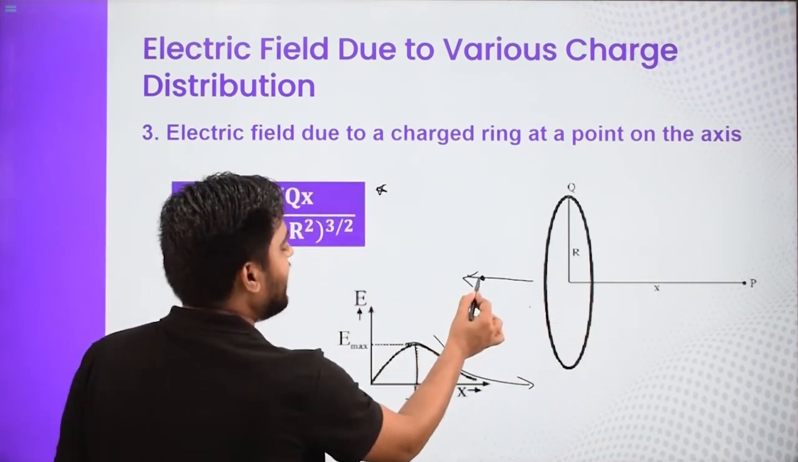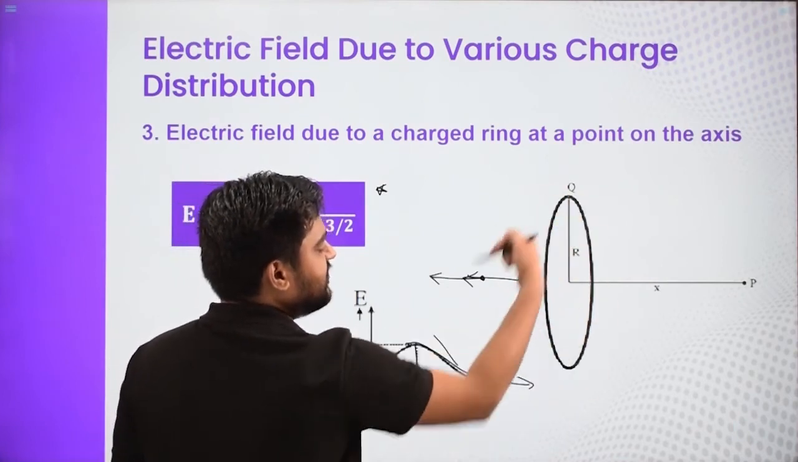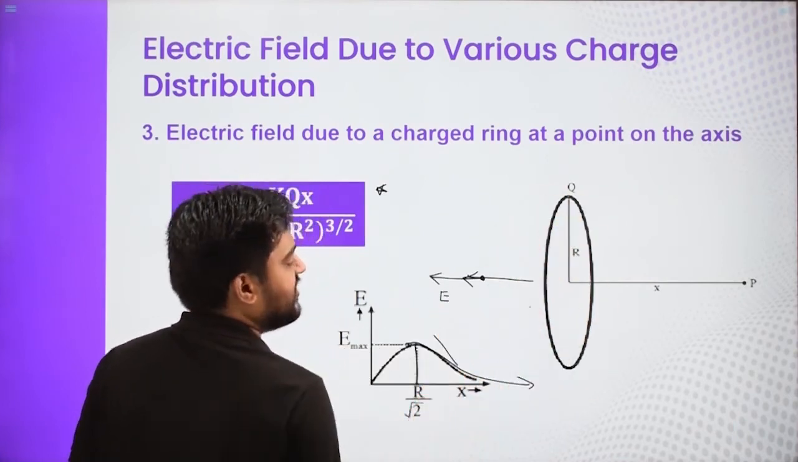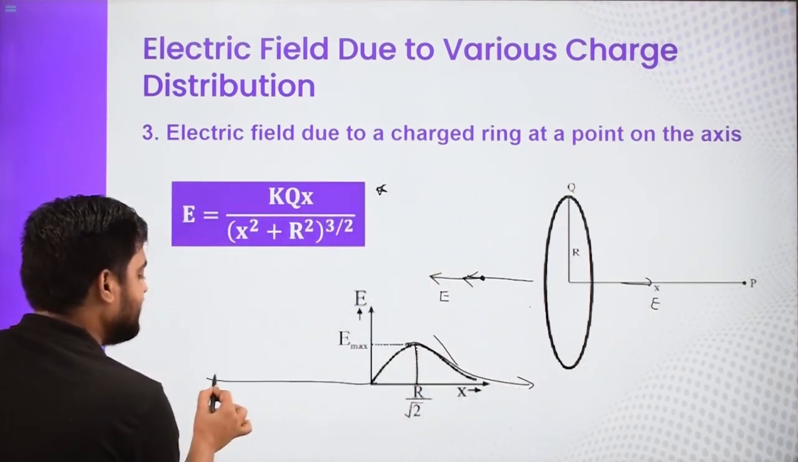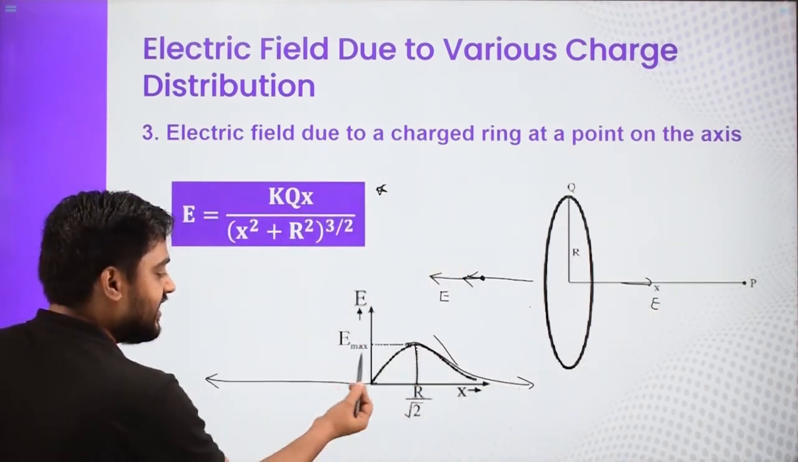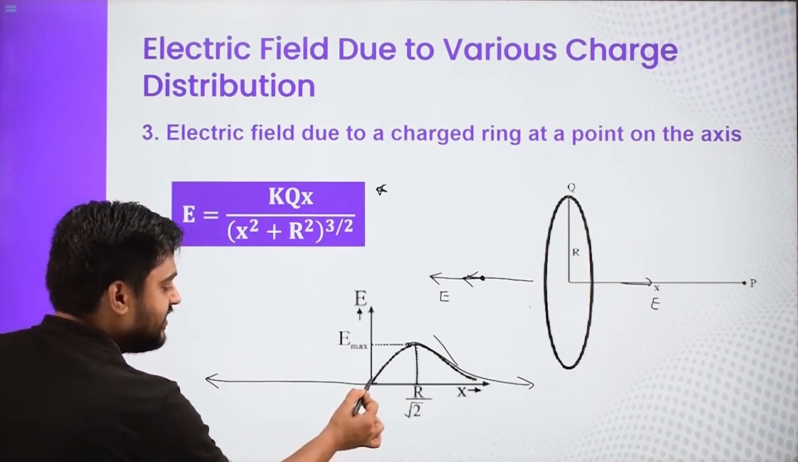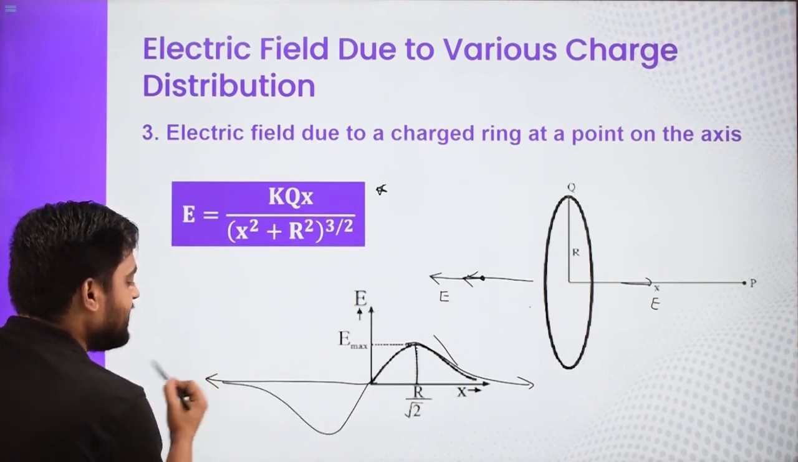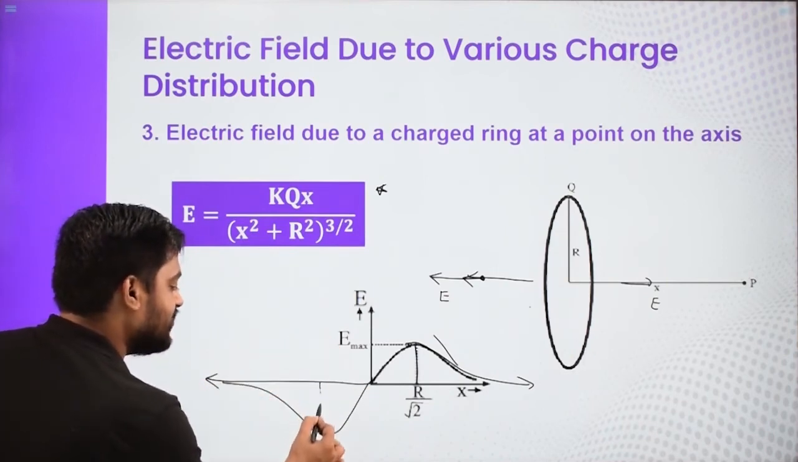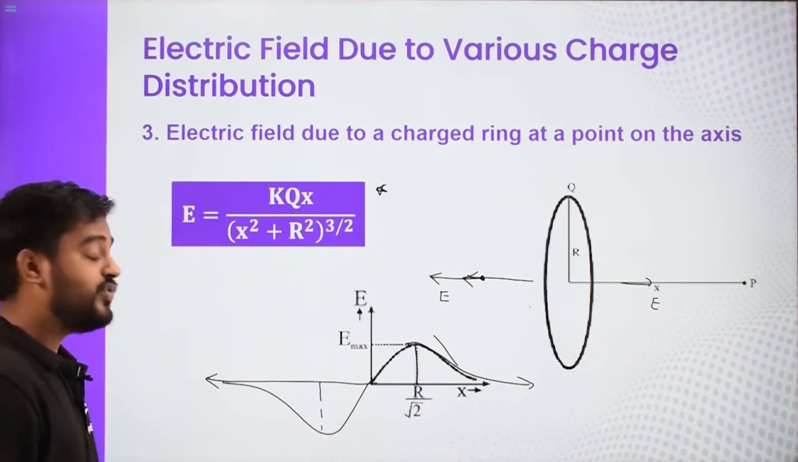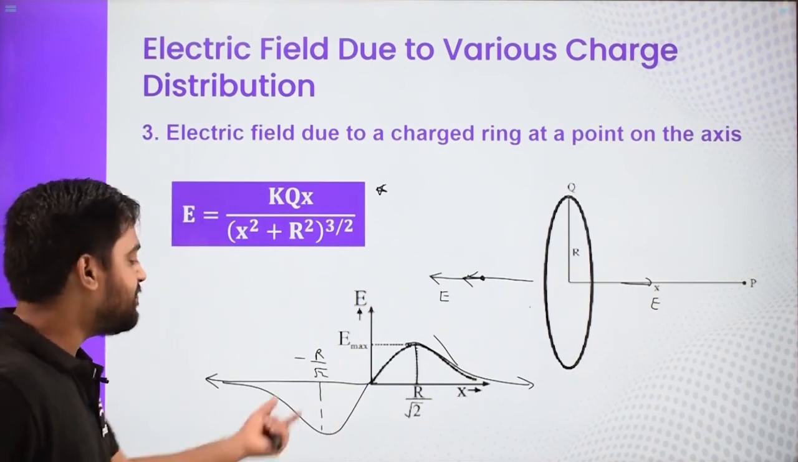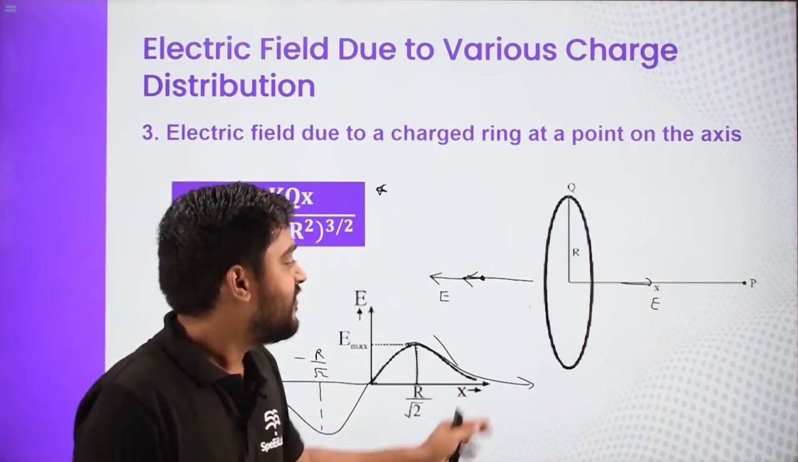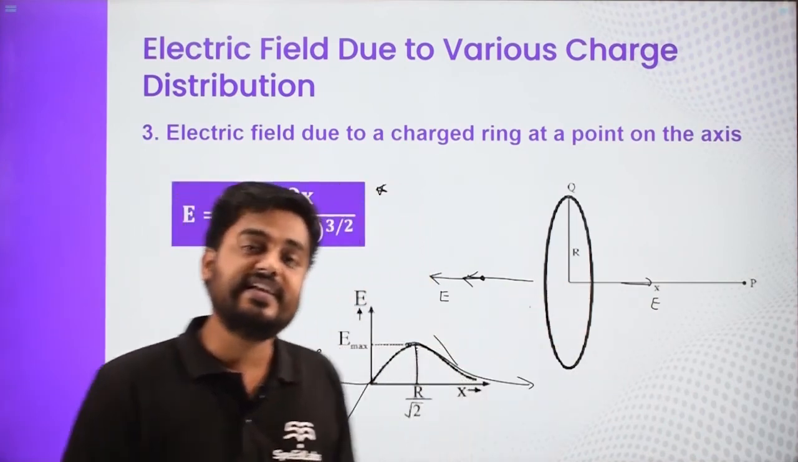Then the direction of electric field will be away. This is a positively charged ring, so the electric field will be in this direction. Here the electric field was in this direction. So if we extend this axis and take the electric field the other way around, then the graph will be symmetric but flipped, and here again you will get a maximum magnitude of electric field at minus R by root 2 distance. So at plus or minus R by root 2 distance from the center of the ring, the field is maximum.